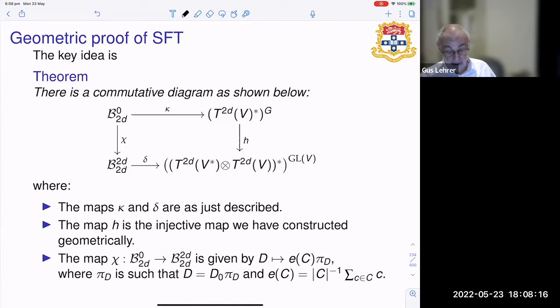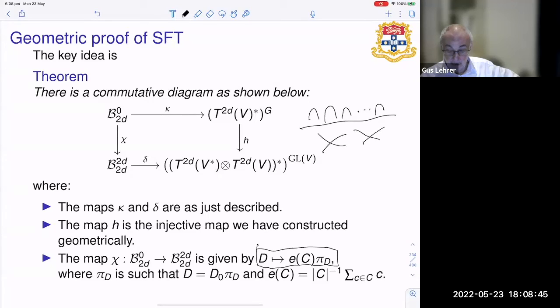The map chi is given by taking a diagram to the idempotent corresponding to the stabilizer C times it. So in other words, if you have a diagram like this, and here you have a permutation, then all you do is you interpose here E of C. I claim that this makes this diagram commute, and it makes the whole situation look absurdly simple.